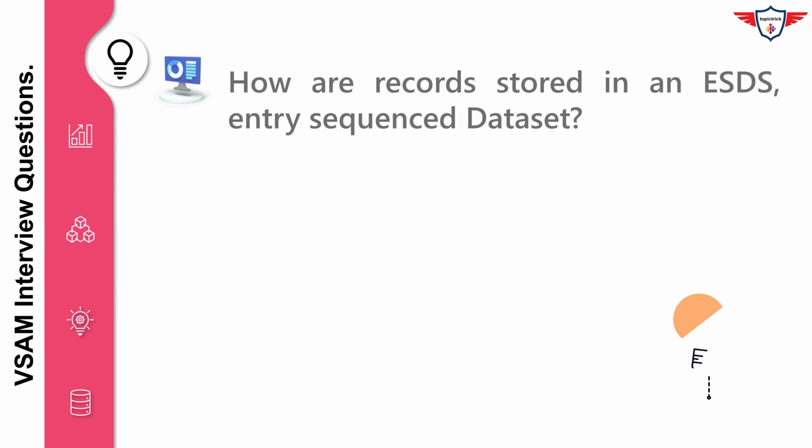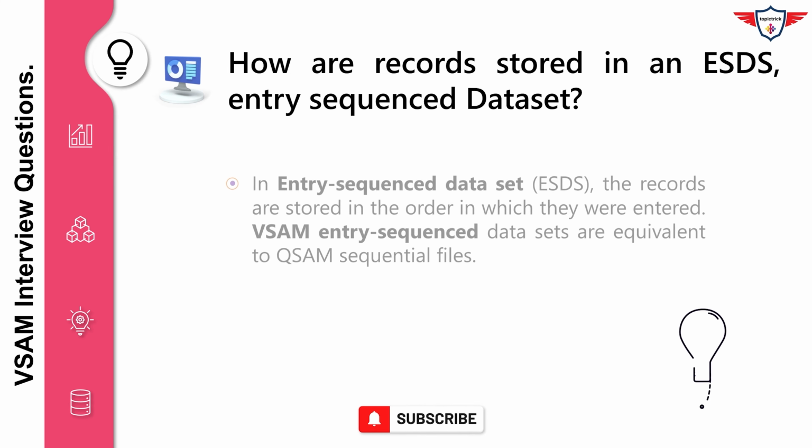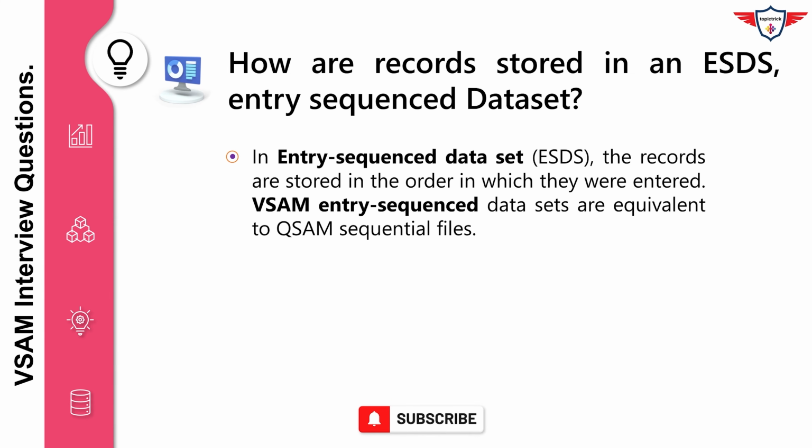How are records stored in an entry sequence dataset, ESDS? In entry sequence dataset, ESDS, the records are stored in the order in which they were entered. VSAM entry sequence datasets are equivalent to QSAM sequential files. The order of the records is fixed.